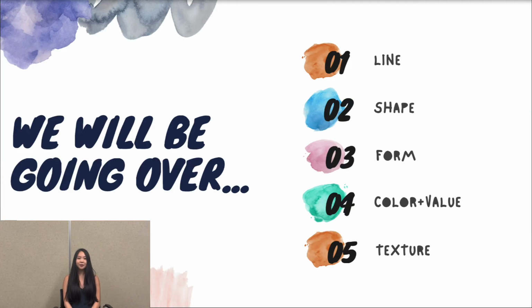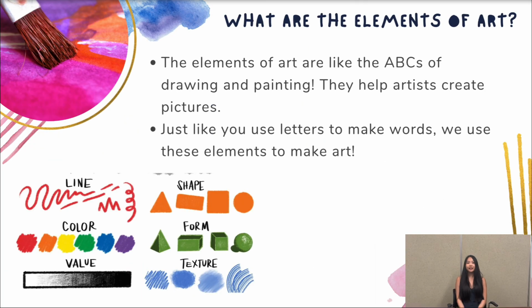Okay, so we will be going over line, shape, form, color, value, and texture. So what are the elements? The elements of art is kind of like the ABCs of drawing and painting. They help artists create pictures. Just like you use letters to make words, we artists use elements to make art.